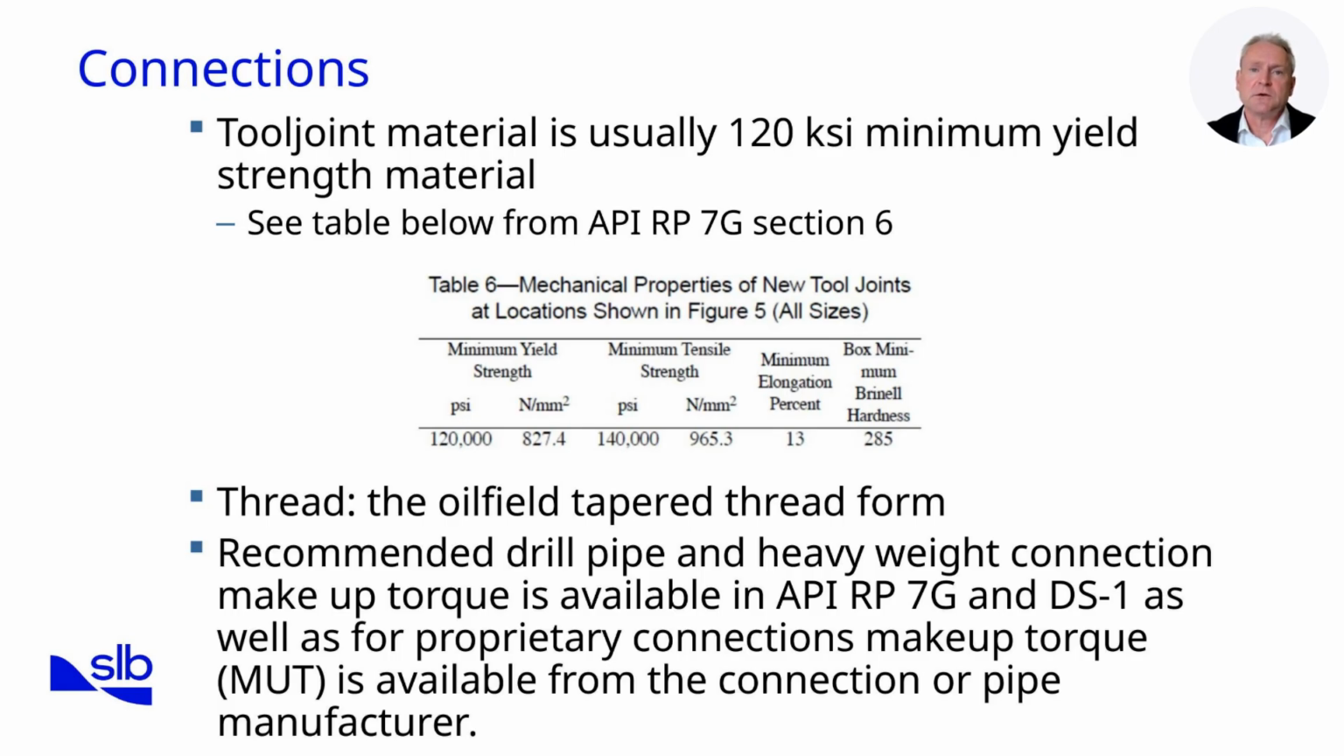Makeup torque is the critical operational variable. Each connection has a recommended makeup torque that provides sufficient preload to prevent loosening while maximizing strength. If under-torqued, the connection may unscrew during drilling. If over-torqued, the threads may be damaged or overstressed, reducing capacity. The recommended torque values are standardized in API RP 7G and DS1, but proprietary premium connections may have different requirements supplied by the manufacturer. Following these values precisely is crucial. Torquing practices must use calibrated tongs or torque turn systems, not rough estimates.